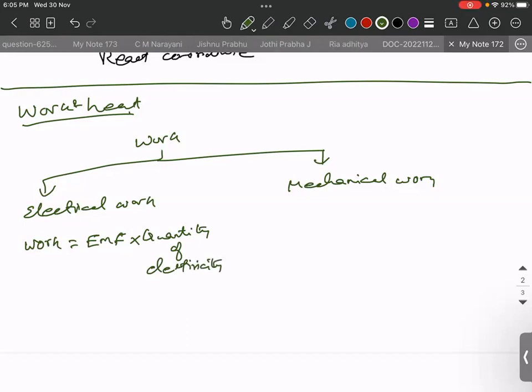In terms of volts, this much amount of voltage is produced. Okay, seeing how much potential difference there is, that is EMF. And the second one, mechanical work. The mechanical work gives the pressure volume work.